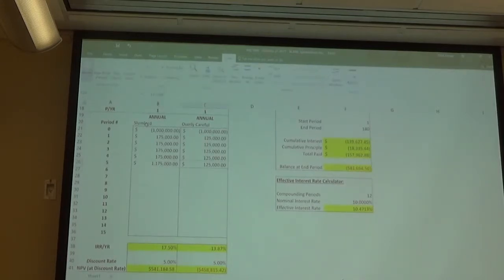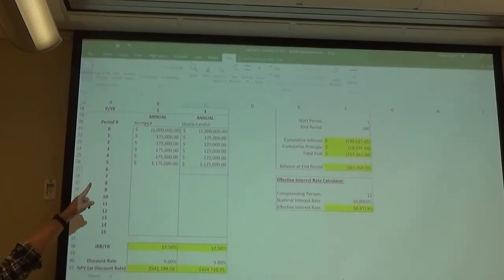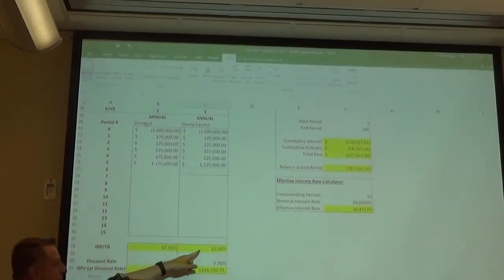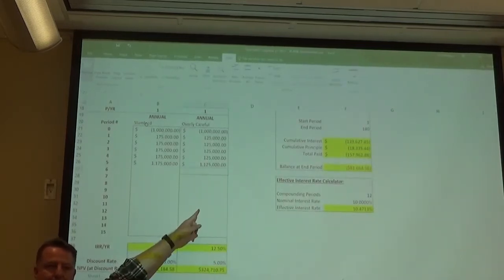So we're just going to add $1 million. In other words, we're reselling the property at the end of 5 years for $1 million plus the final year cash flow. All right, so what does that do to us? Well, in this case, we get a 17.5% return as the slumlord. In this case, we're only getting a 12.5% return as the conscientious investor.